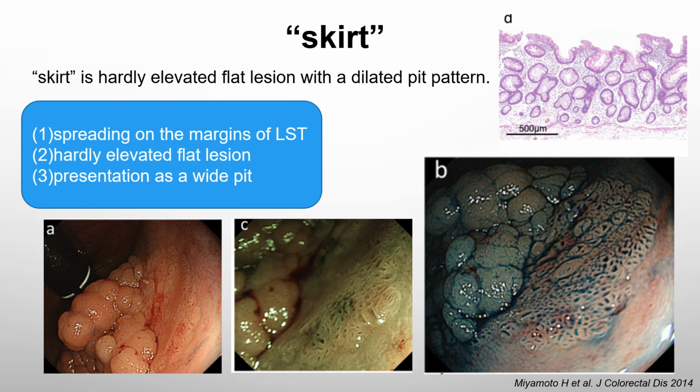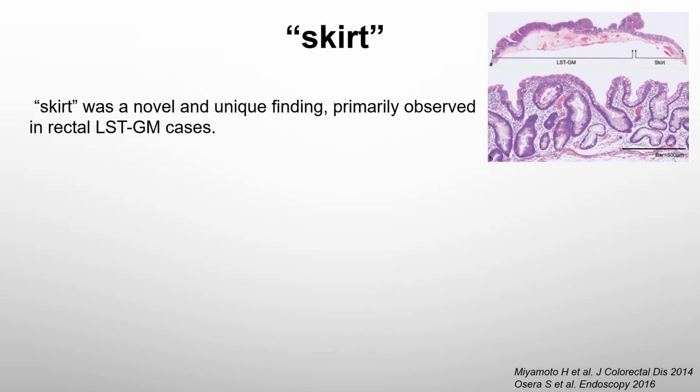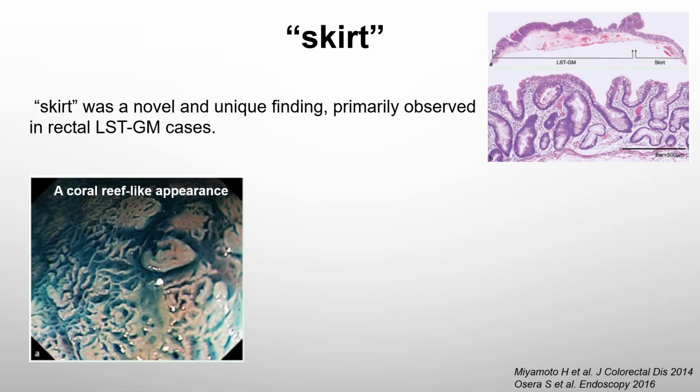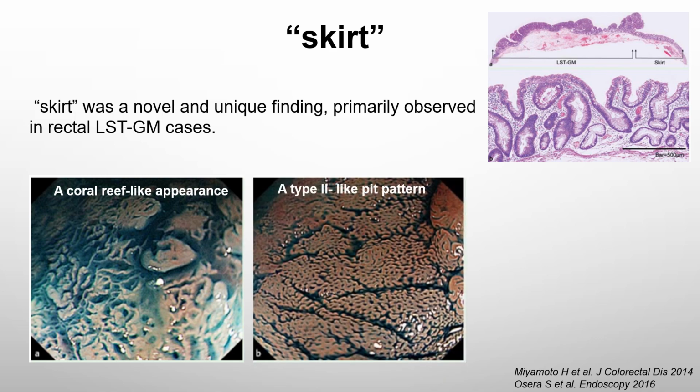Magnifying endoscopy using indigo carmine dye showed a wide pit. There was no mesh capillary vessel observed when using NBI. The skirt region consisted of atypical tubes with goblets of various size, which is different from adenomatous or hyperplastic tubes. Various appearances are found in the skirt.